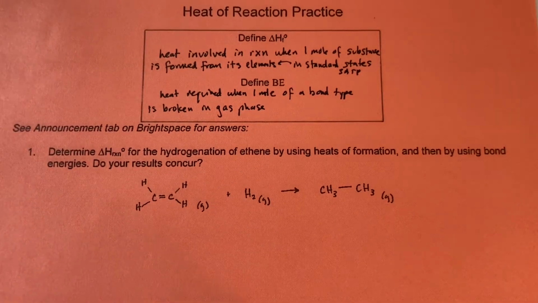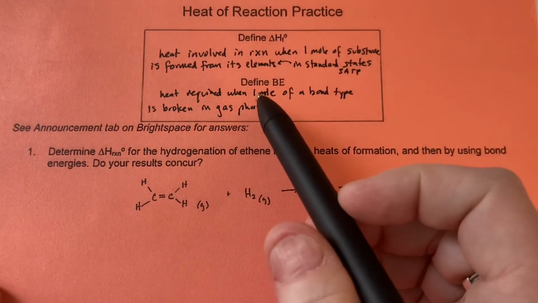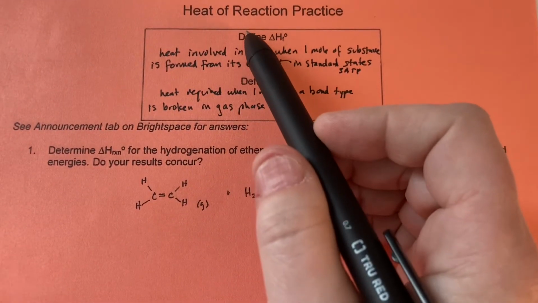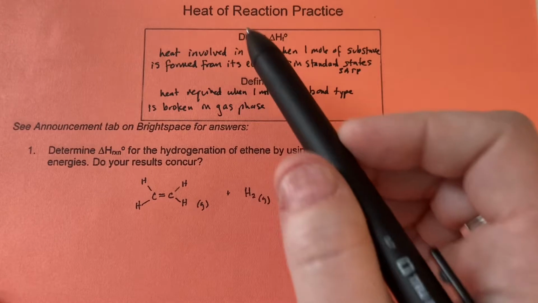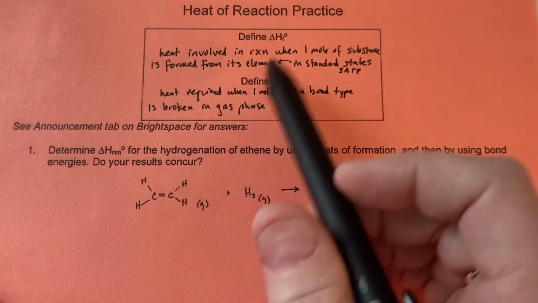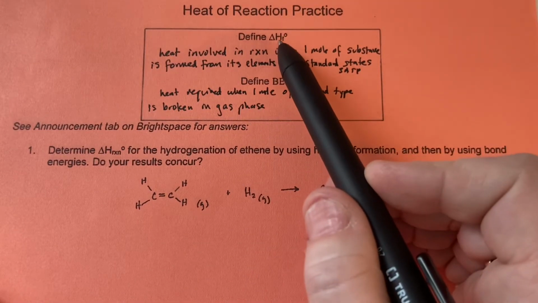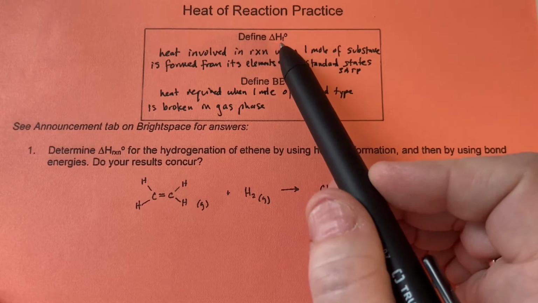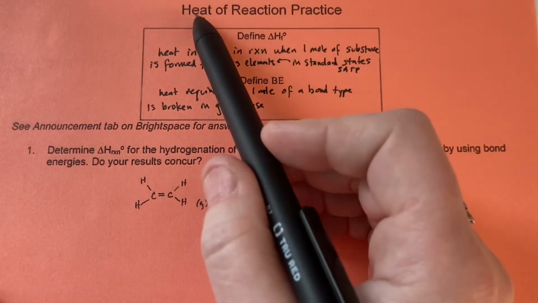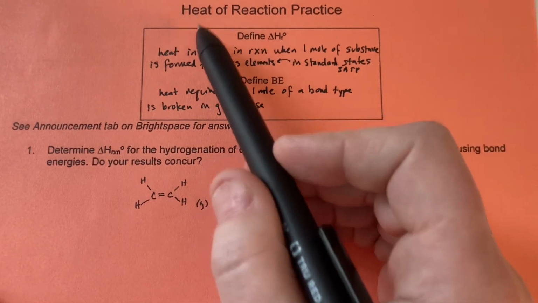Oh, so this is the practice sheet for heat of reaction that you got in class. So I thought I would just go over it in case you have questions. Let's first define the symbols representing the data that we're using to determine the heat of a chemical reaction.